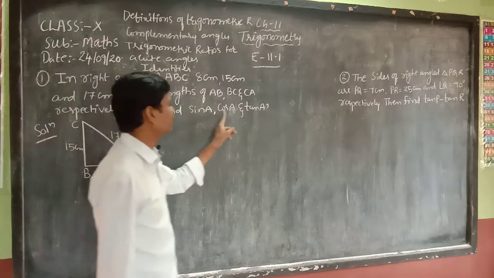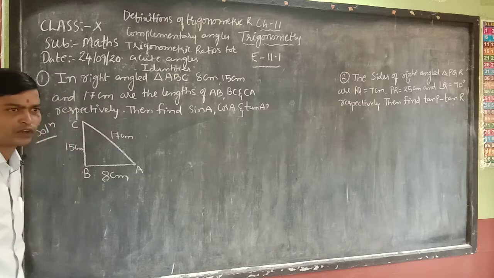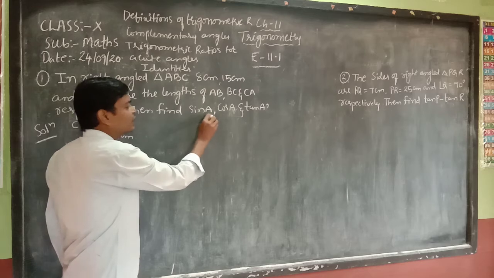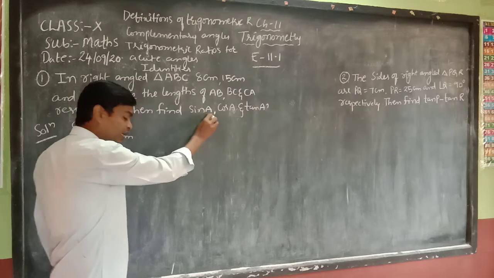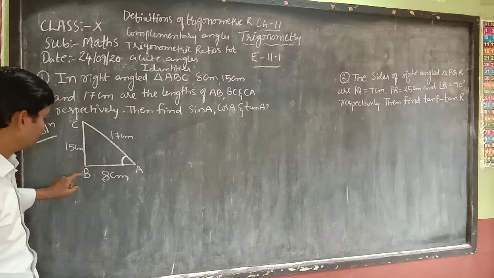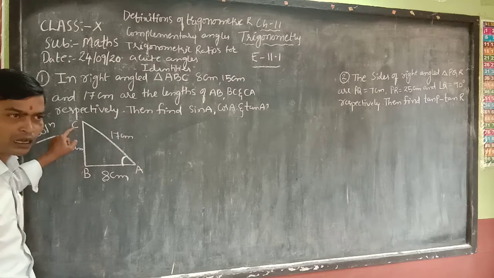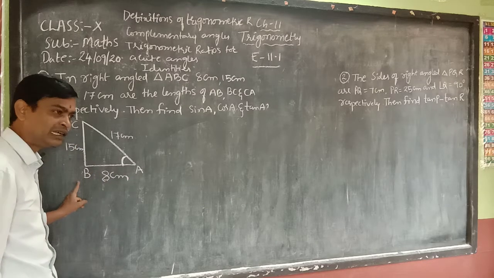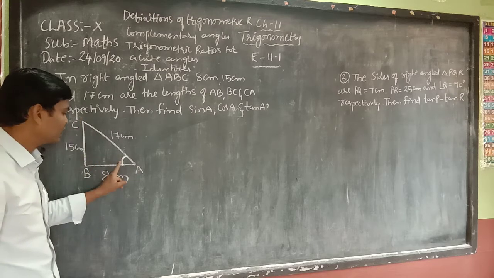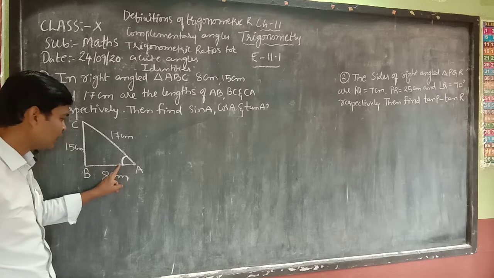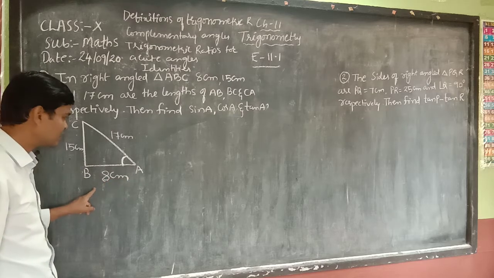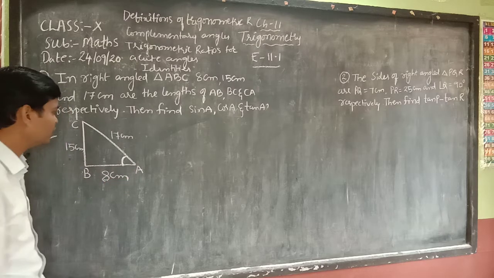Then find sin A, cos A and tan A. Where is the angle considered? The angle is at A. If the angle is at A, what is the opposite side? BC will be the opposite side and AB will be the adjacent side. AC will be the hypotenuse. BC is the opposite side, AB is the adjacent side, AC is the hypotenuse.